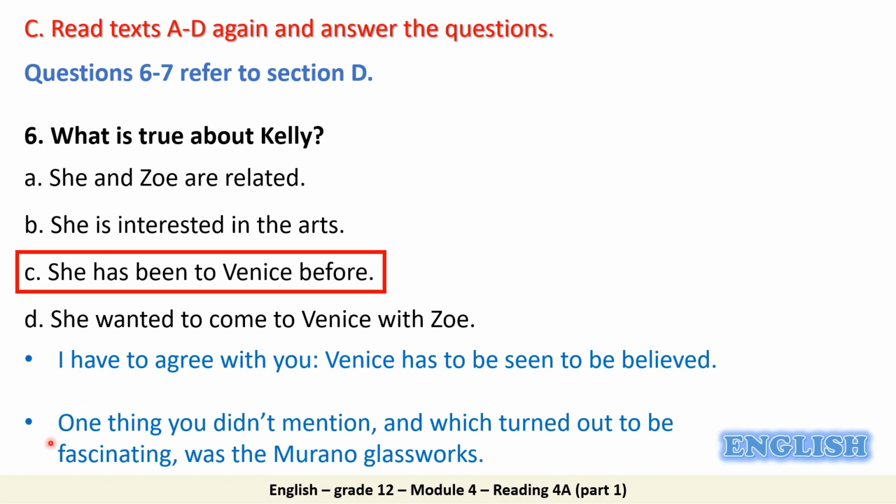One more piece of evidence. One thing you didn't mention. Again, this is Zoe speaking. And this means that Kelly told her about Venice, and this supports the fact that Kelly has been to Venice before.